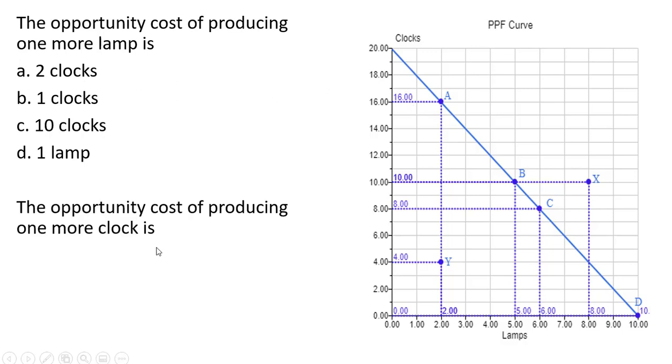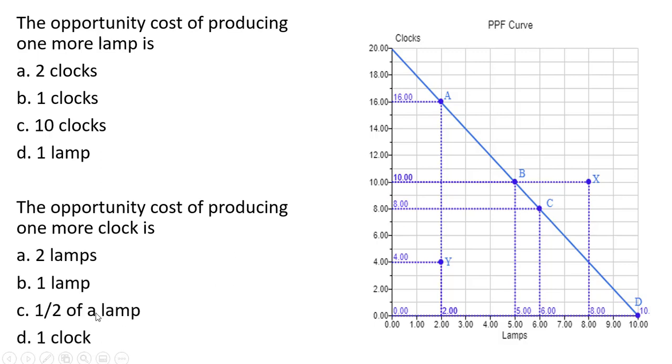The opportunity cost of producing 1 more clock is just going to be half a lamp. So we can think of the opportunity cost of producing 1 more clock as just the reciprocal of the slope. So if the slope is 2, the reciprocal is going to be 1/2. So 1/2 of a lamp.